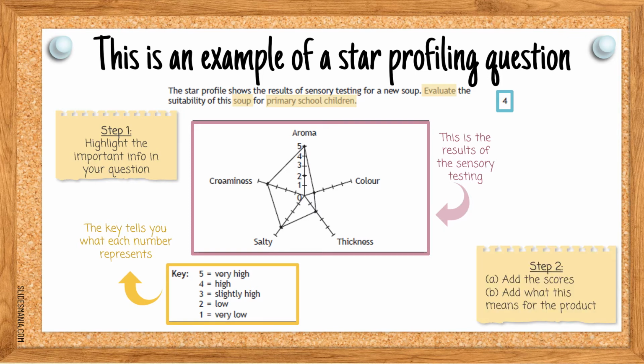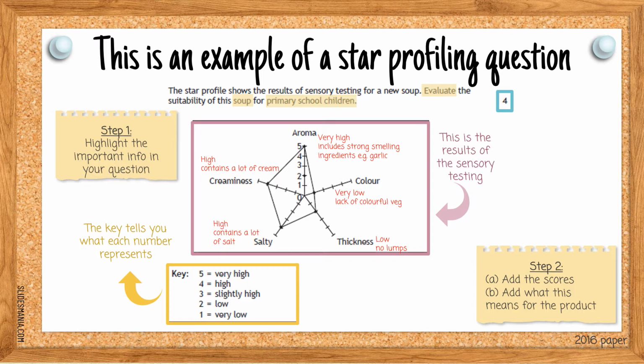Lastly, what you want to do before you start to answer the question is you want to add in what each score means for each different sensory characteristic, and then add in what this means for the product. So for example, the aroma of the soup scored 5, which means it scored very high. So this might suggest that it includes strong smelling ingredients such as garlic. If we look at colour, it scored a 1, which means it scored very low. So that might suggest that there's a lack of colourful vegetables.